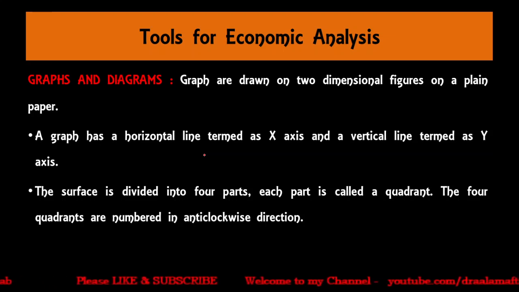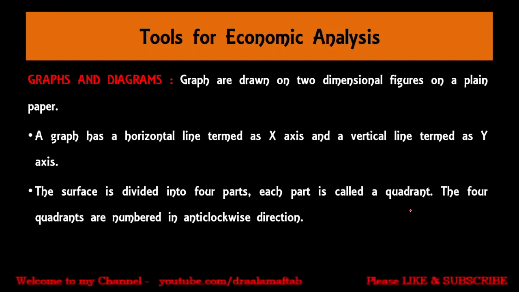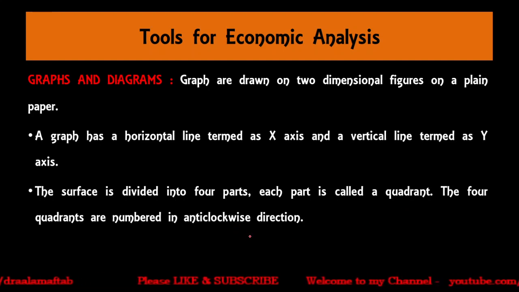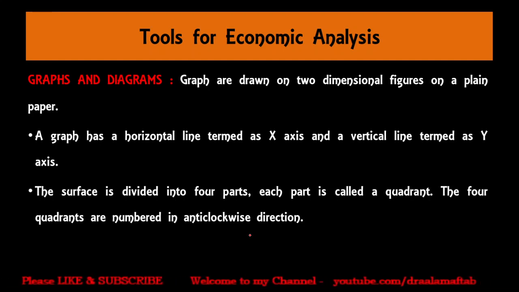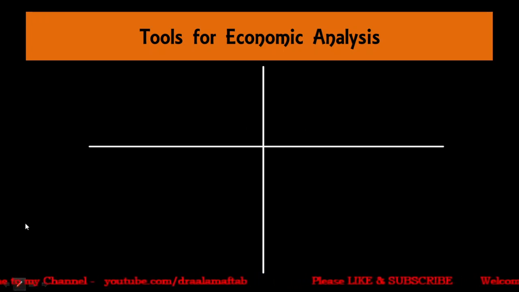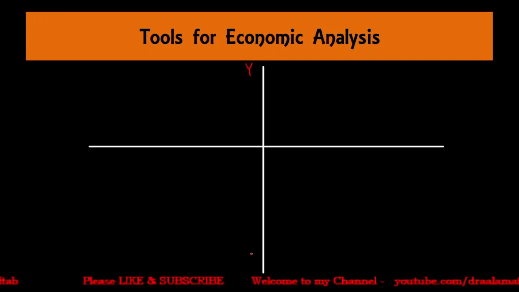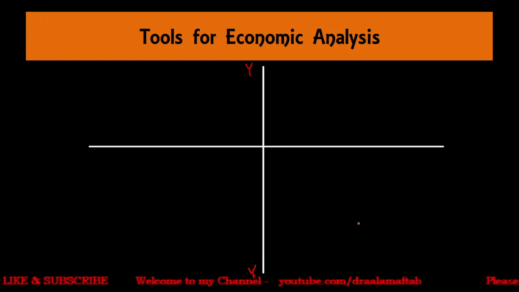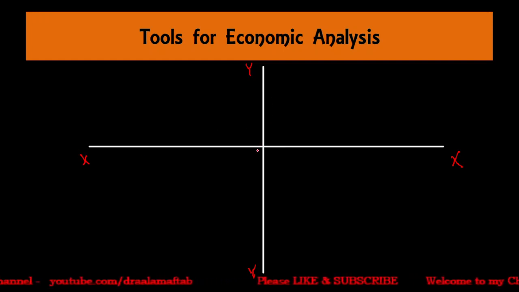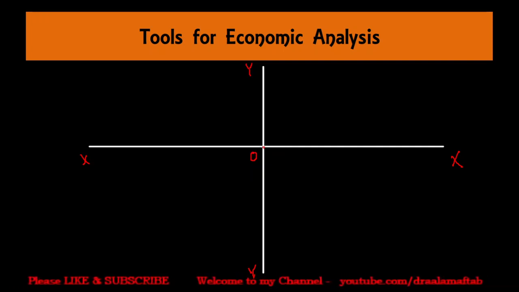and this plane surface is divided into four parts which are called quadrants, right? These four quadrants are numbered in anti-clockwise direction. So let us see how the quadrants are drawn. I'll show you here. This is your y-axis, and this is your x-axis. The point where x and y meet is known as the origin. This is the origin point, okay?